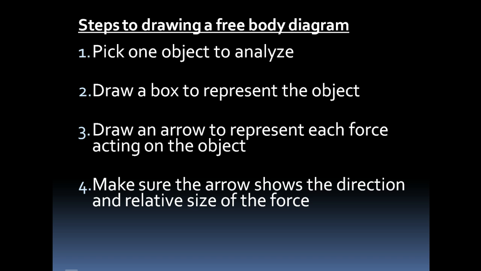So here are the steps to draw a free body diagram. First off, you may be looking at a picture that has more than one object. You're going to pick one object to analyze. We cannot do more than one. Second, you're going to draw a box to represent the object. After we draw the box, we're going to draw an arrow to represent each force acting on the object. And then we're going to make sure the arrow shows the direction and relative size of the force, and we'll talk about that.